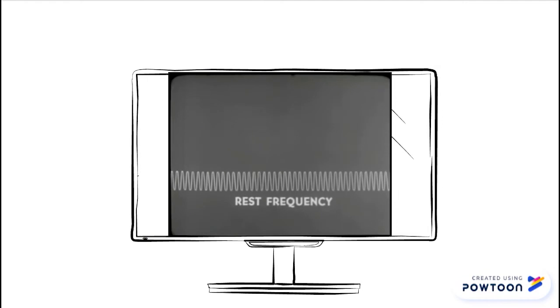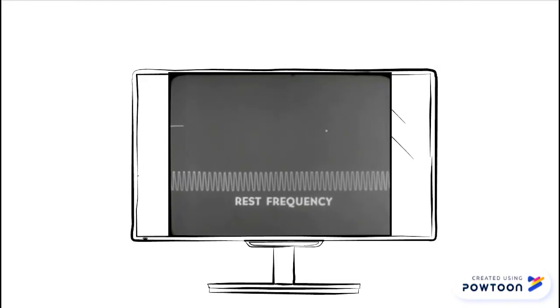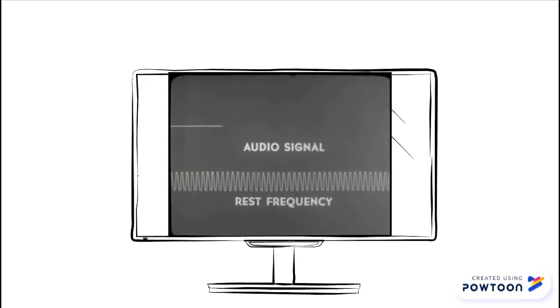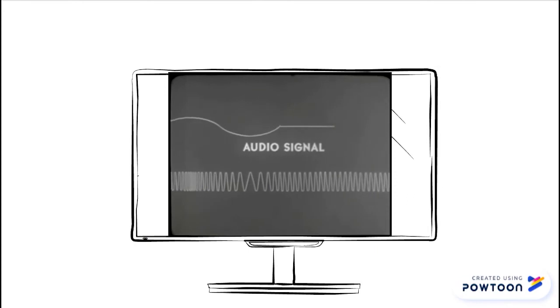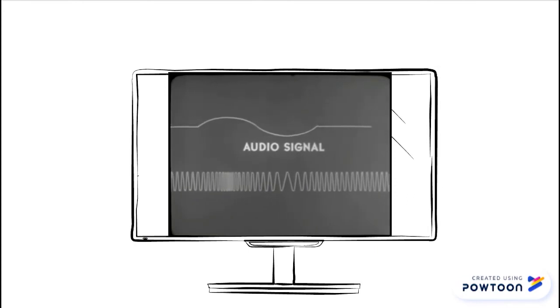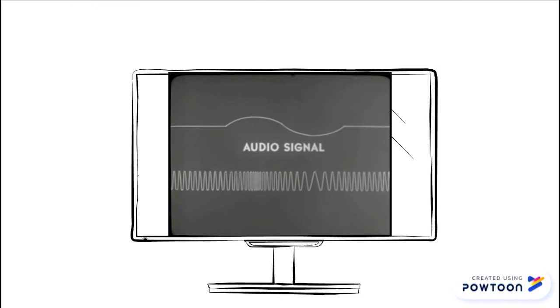But see what happens when an audio signal is applied, starting with the negative half cycle. For this illustration, the negative half cycle causes the carrier to drop below its rest frequency, as evidenced by the wider spaced waves. When the positive half cycle of the audio signal is added, it causes the carrier to rise above its rest frequency, as evidenced by the narrow spaced waves.